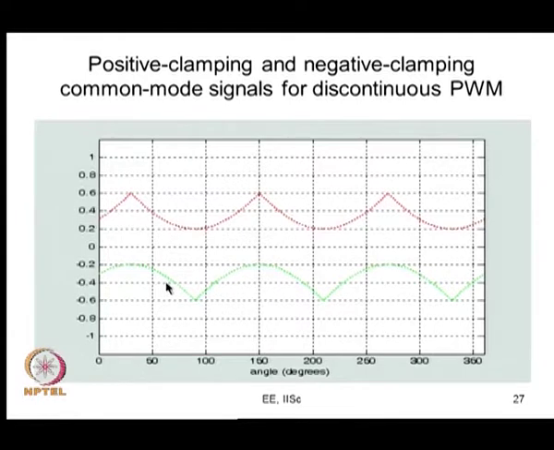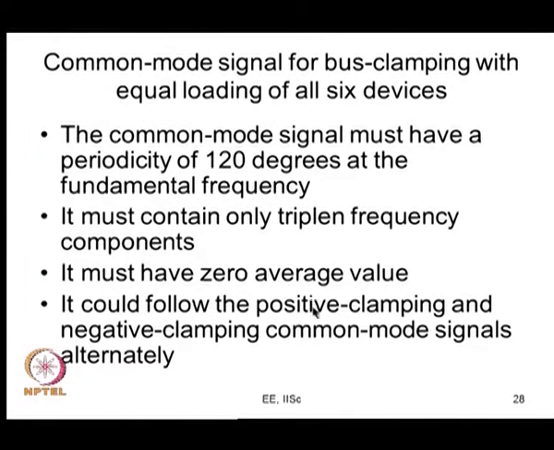Again, if you are adding this common mode, then of the 3 sinusoidal signals, one will be most negative, that will get clamped to the negative bus. We follow this for 60 degree and this for 60 degree, again follow this for 60 degree and 60 degree. This is what we have been doing, and that is what has been discussed here. So, we have a triplet frequency waveform, a common mode component added to that.